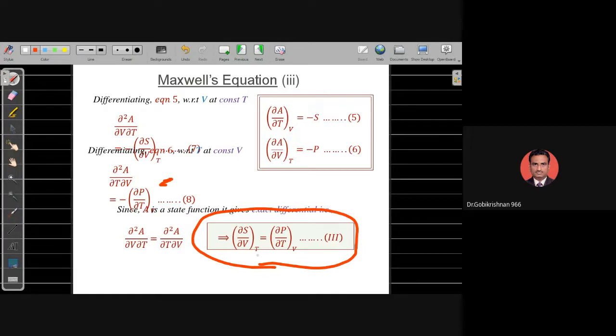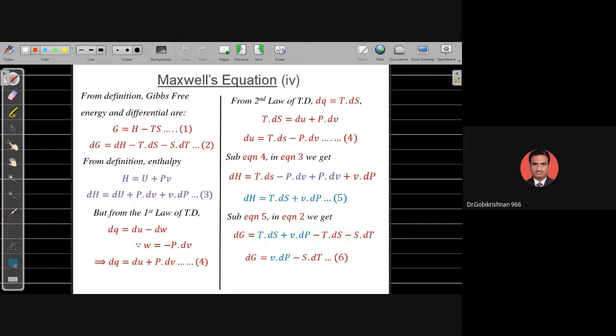Helmholtz free energy: ∂S/∂V at constant temperature is equal to ∂P/∂T at constant volume. That's all. Similarly, we can proceed with the Maxwell's equation for the case of Gibbs free energy. The definition for the Gibbs energy we have to take. This is the definition for the Gibbs free energy. We have to start from here, and with the help of first and second law of thermodynamics, we have to replace this dH, and ultimately we got this expression like this.